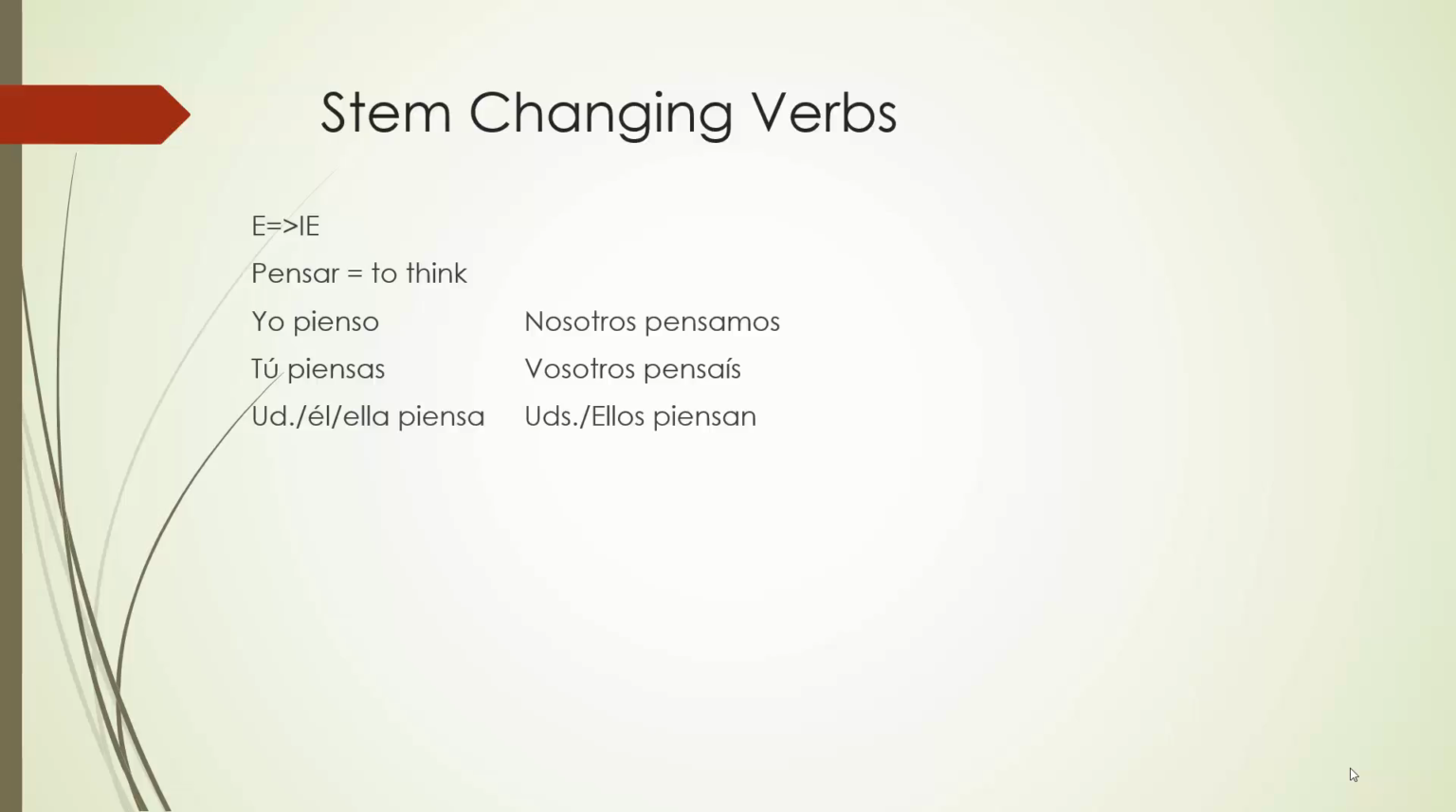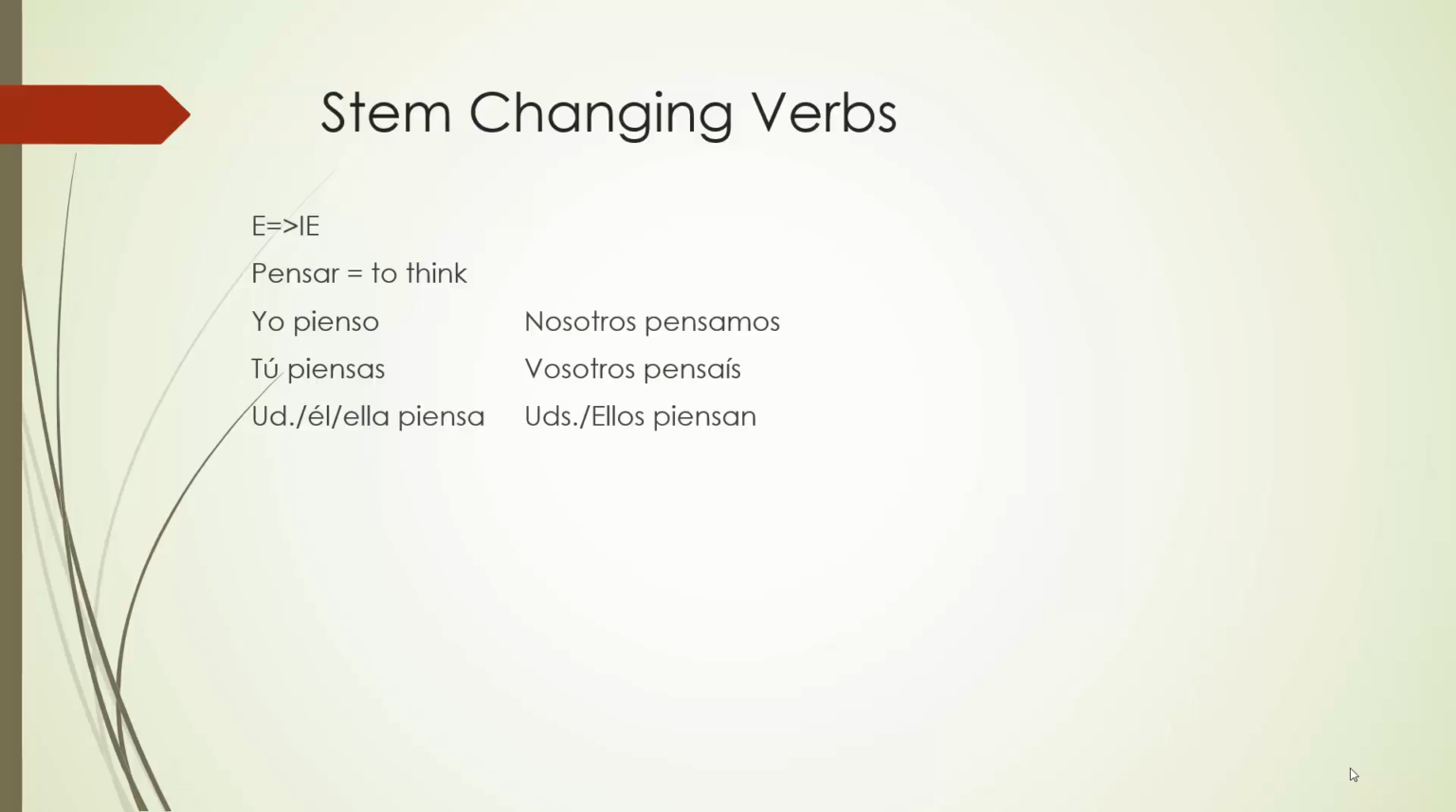And there are 4 ways that a vowel can change. E's can change to IE, or E's can change to I. O's can change to UE, and in one verb only, U's will change to UE, but no other U's ever change, and A's never change to anything. So what do I mean by they change?